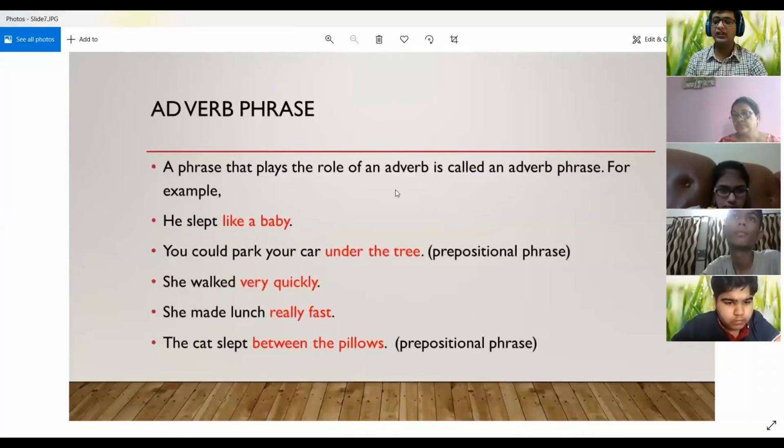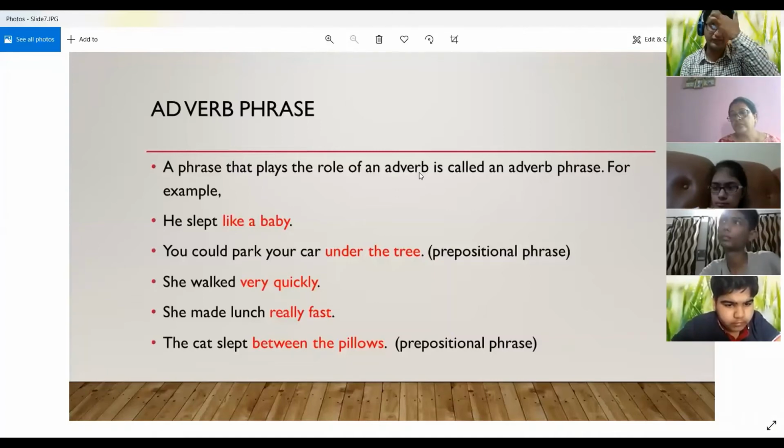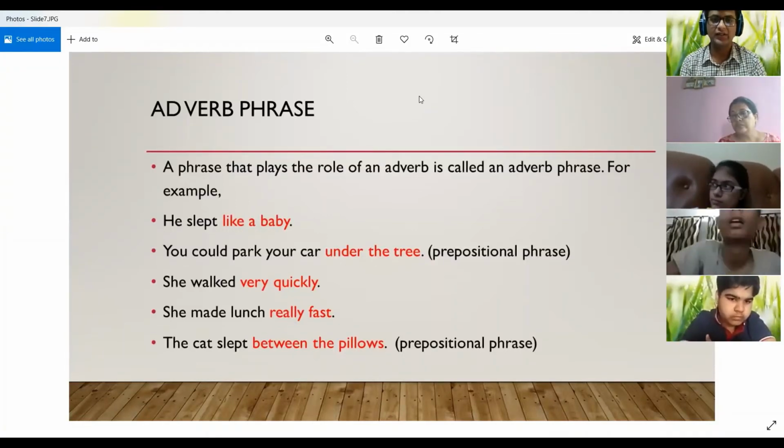Now we come to the last form, that is adverb phrases. So what are adverb phrases? Again, a phrase that plays the role of an adverb is called an adverb phrase. So the use is again very simple. Any phrase that is performing the role of an adverb can easily be called an adverb phrase. We will see with the help of an example.